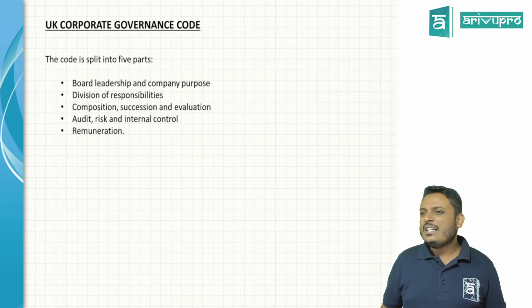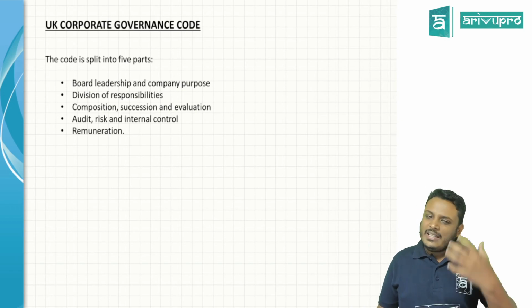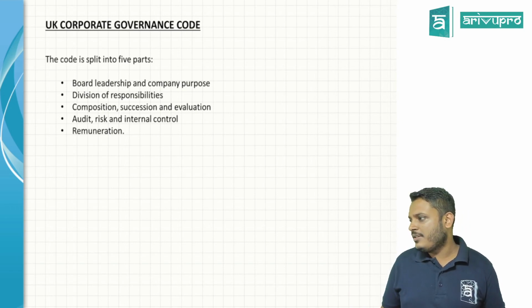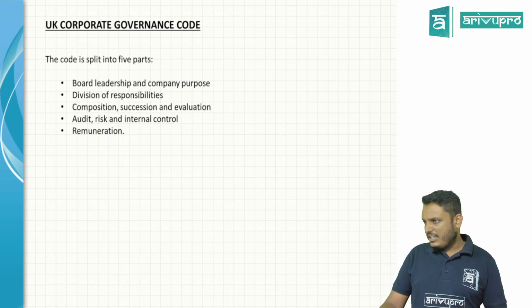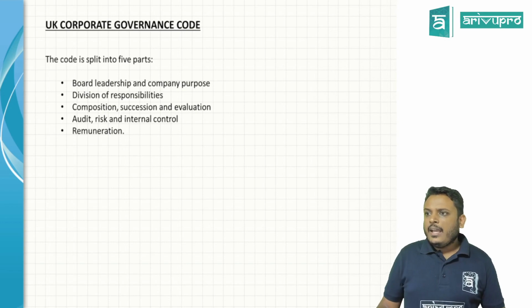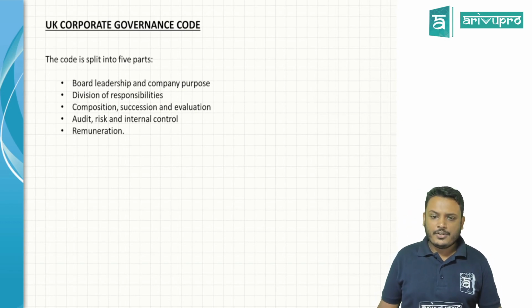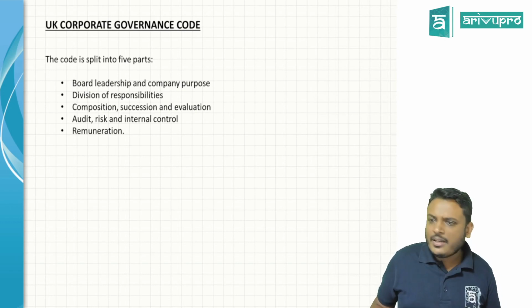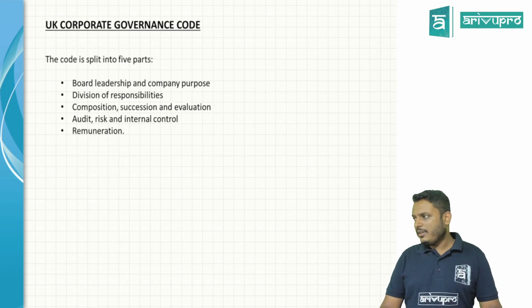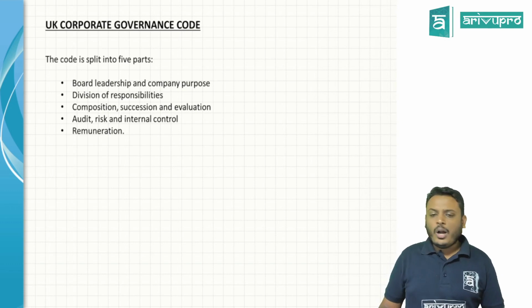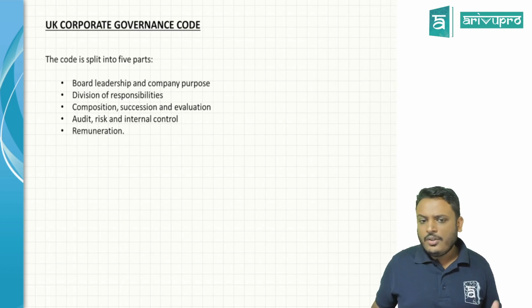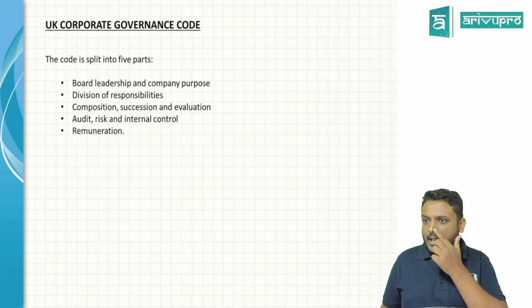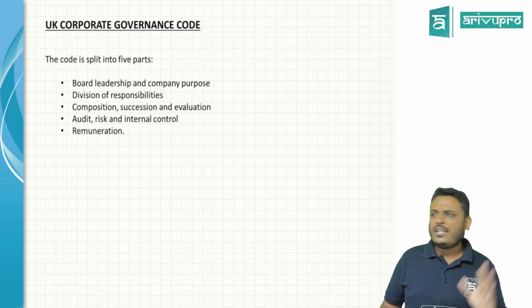Fine. If you take your constitution, there are sections, right? Likewise, in the UK Corporate Governance Code, these are the main sections. There are 5 sections. What are they? Number 1 speaks about board leadership. Number 2, division of responsibilities. Number 3, composition, succession, and evaluation of the board. And the 4th one, audit, risk and internal control. The 5th one, remuneration.